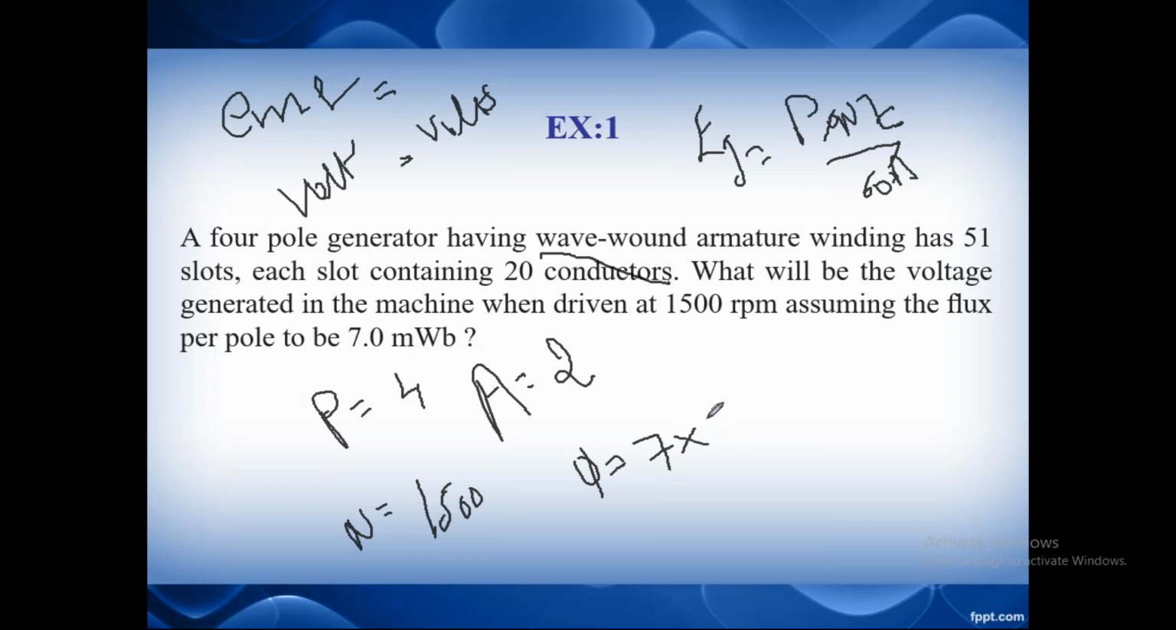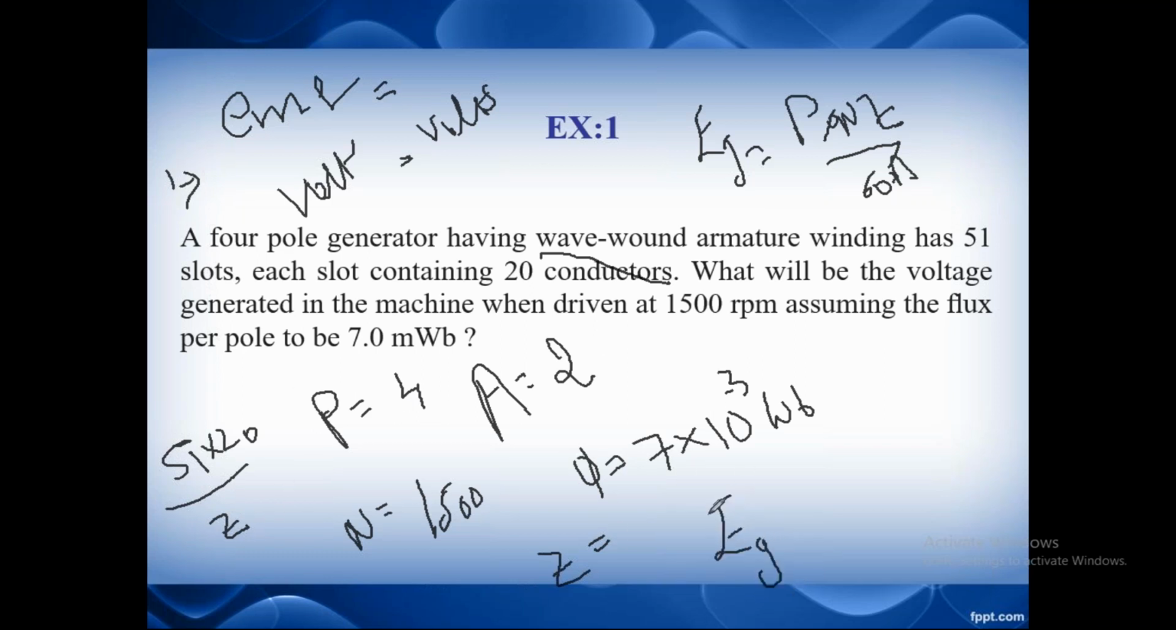Milli, what can we write it as? 10⁻³ Weber. Okay na? Next, what about Z? Here it has 51 slots, and in each slot there are 20 conductors. So if one slot has 20 conductors, how many conductors do 51 slots have? 51 into 20. Then its value is given by Z. So substitute all these values, then find the EMF, that is the generated voltage.